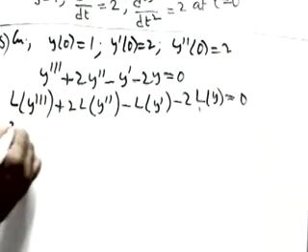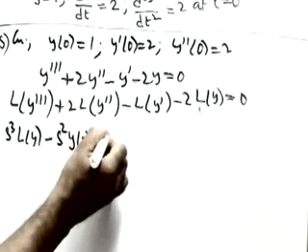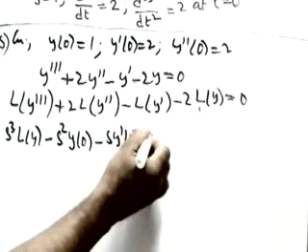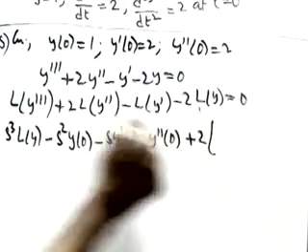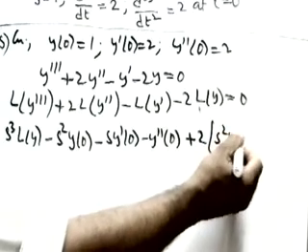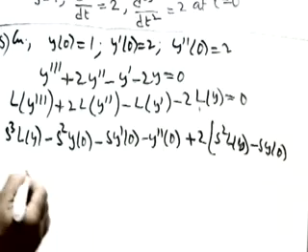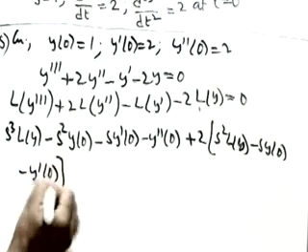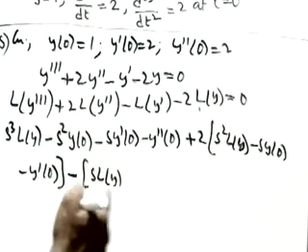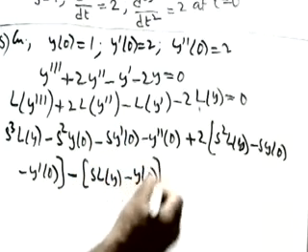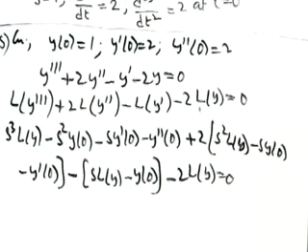Laplace of y triple dash, just now we have seen its formula, is s cube into Laplace of y minus s square into y naught minus s into y dash naught minus y double dash naught, plus 2 into Laplace of y double dash, which is s square into Laplace of y minus s into y naught minus y dash naught, minus Laplace of y dash, which is s into Laplace of y minus y naught, minus 2 into Laplace of y equals 0.